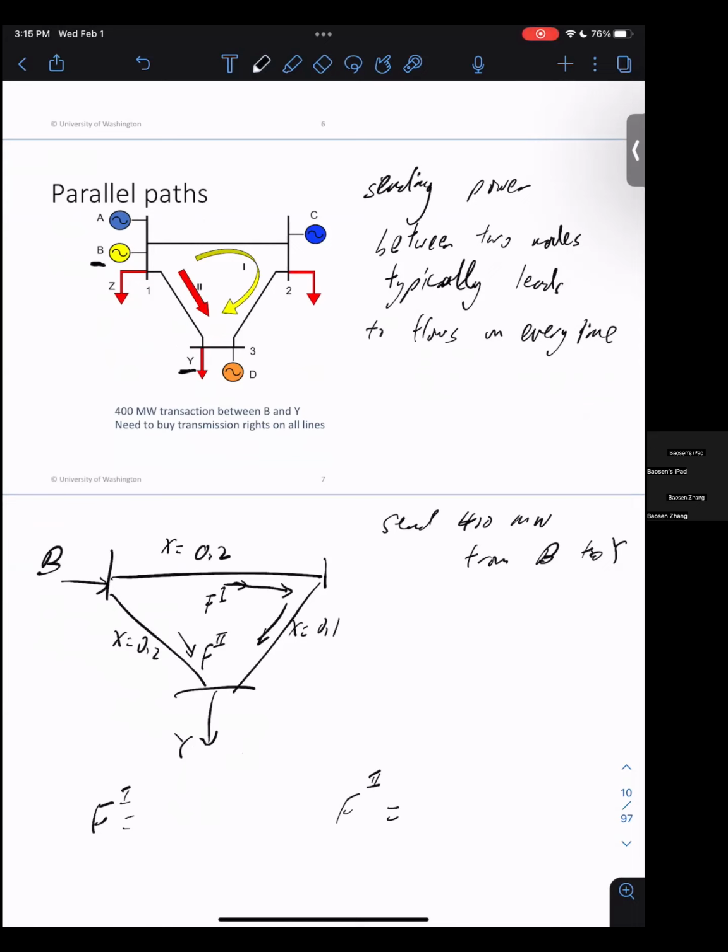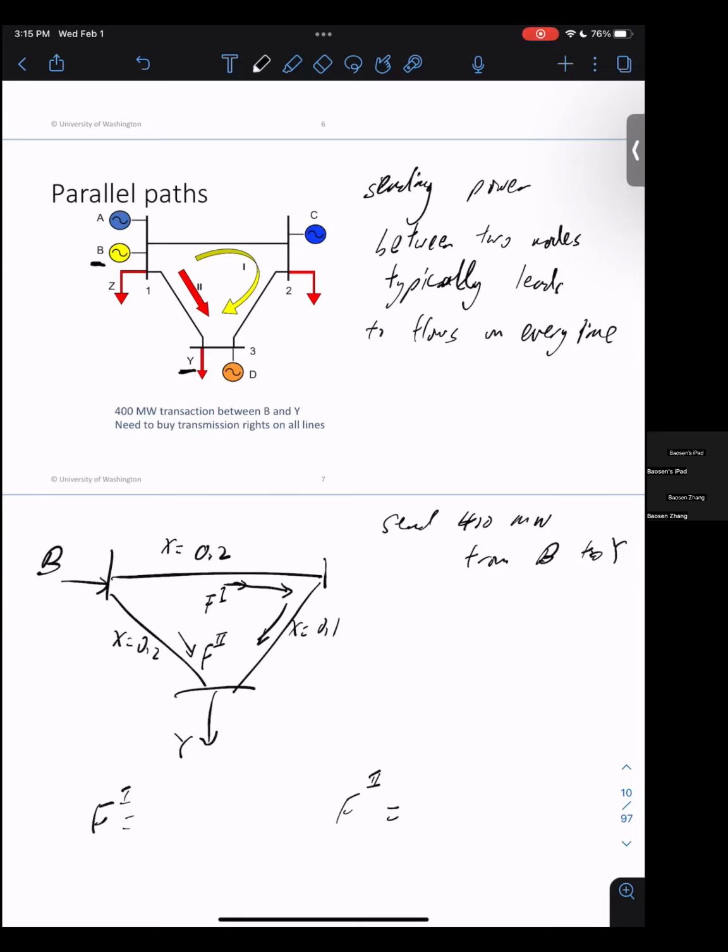Okay, so how do you solve this problem? I claim this is very similar to the parallel path problem. You're dividing power along two parallel paths. The power ends up at the same point. So you basically have two paths, right?